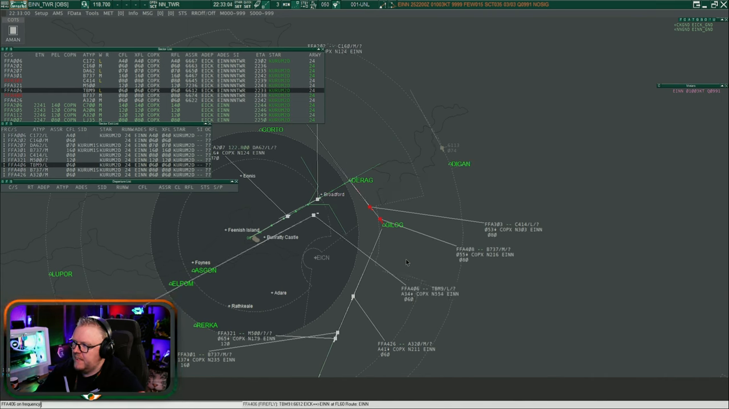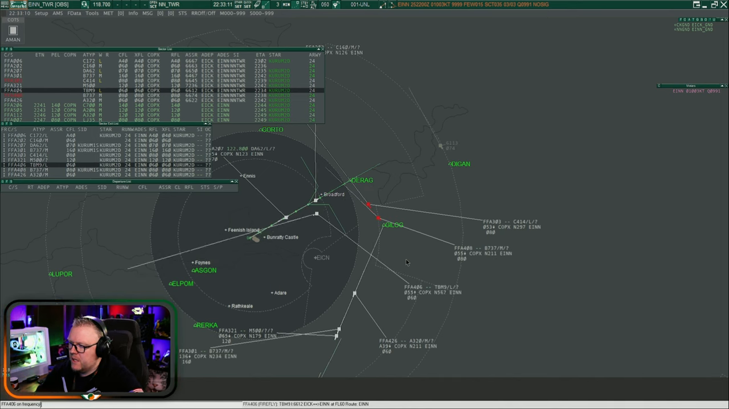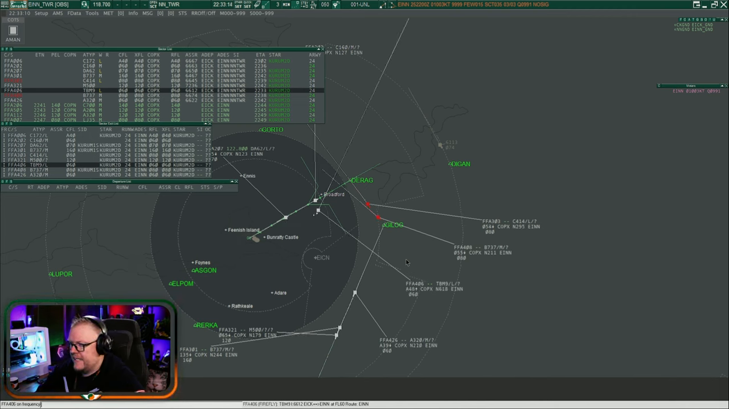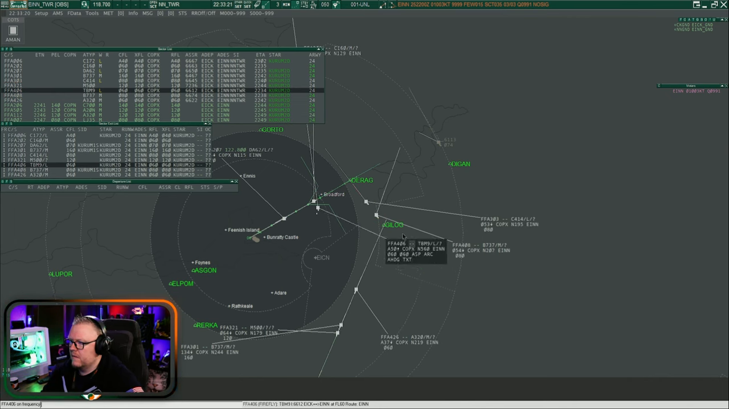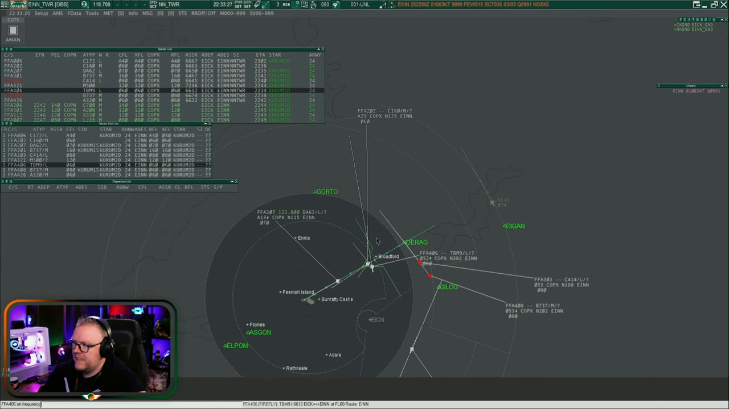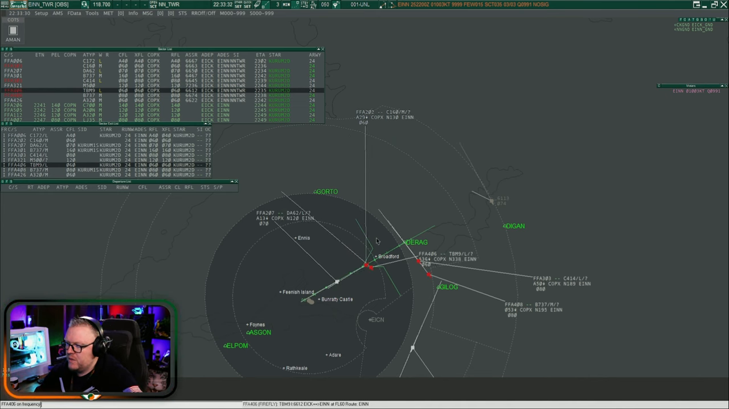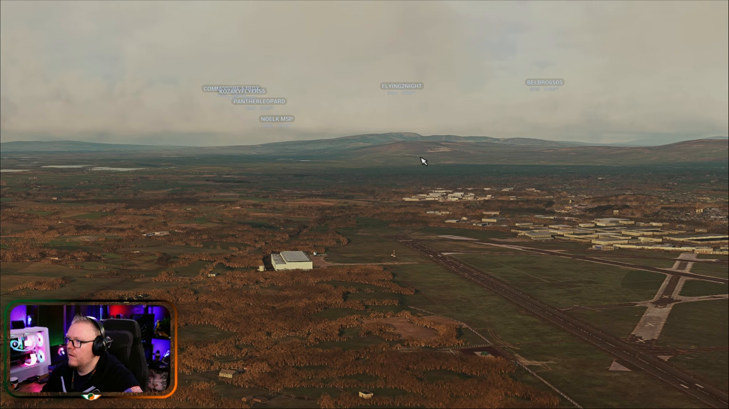Firefly 406, that's okay. I'm going to give you some vectors, if you can follow my instruction. I want you to turn left, heading 090, and maintain altitude 4,000 feet. Correction, that'll be turn right, heading 090, and maintain altitude 4,000 feet. Oh, Jesus. He's going down.